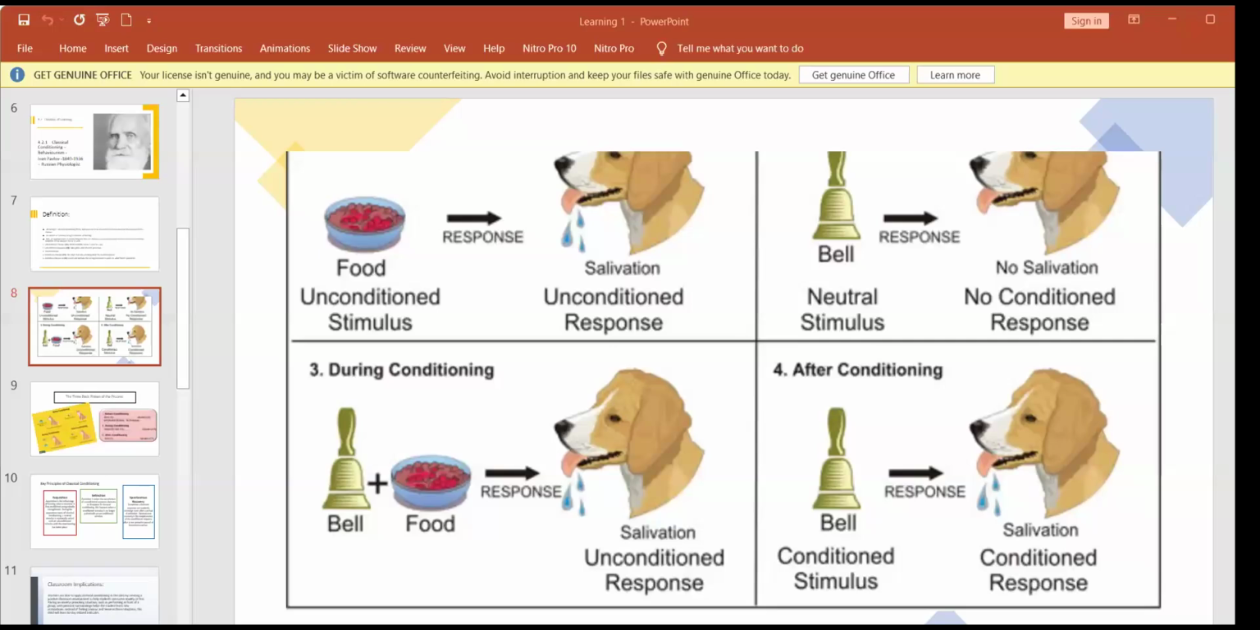you have to bond, associate, pair up the neutral stimulus with what? Think of the dog's experiment and you can tell. The bell is paired up with the food. So something, an unconditioned stimulus and unconditioned response.